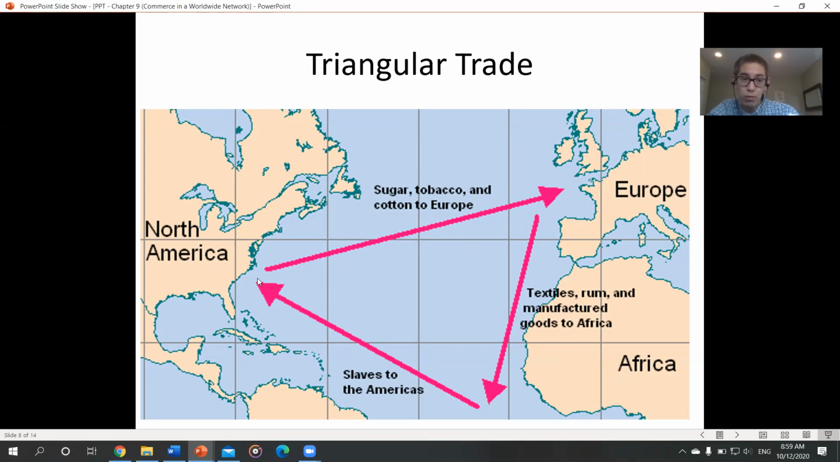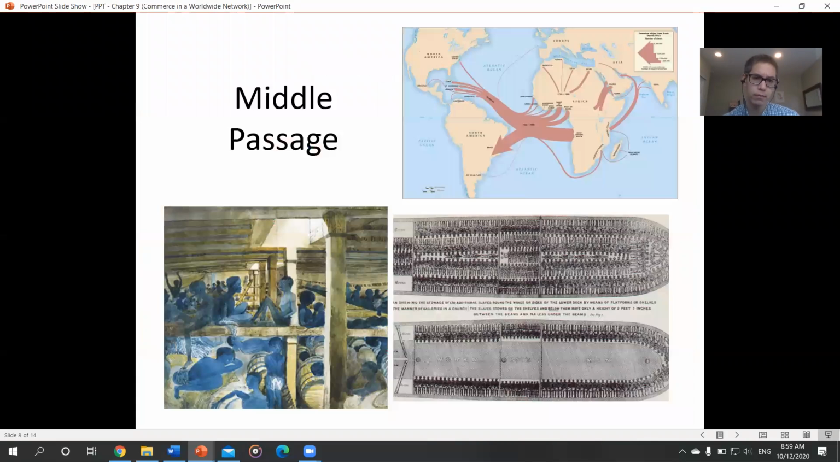Because what do those slaves do? They produce raw goods, sugar, tobacco, cotton, that is then brought to Europe. So Europe benefits from slave labor because they're producing goods for cheap. Europe benefits from these natural resources that they're getting. And then Europe takes these natural resources, turns them into manufactured goods, like textiles, rum, or other goods, and sells or trades those things to Africa for those enslaved Africans. So again, this triangular trade shows us kind of the movement of people and goods and natural resources. But again, only Europe is benefiting from this triangular trade.